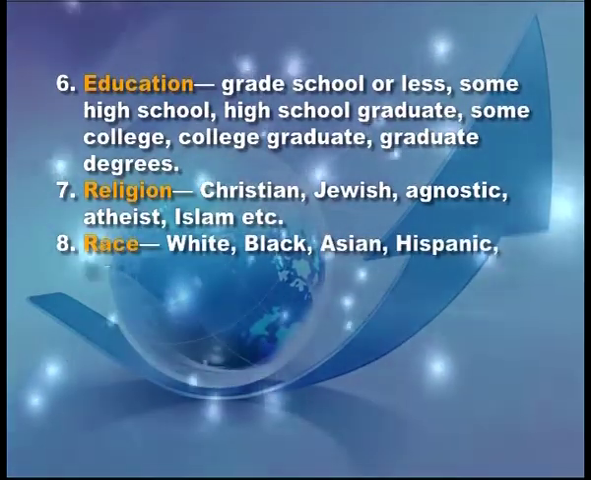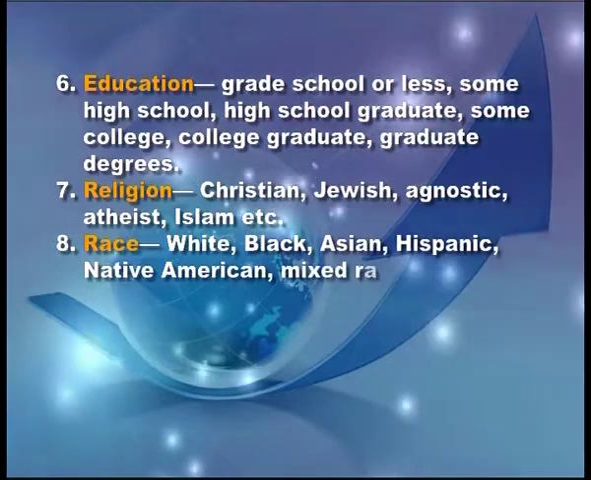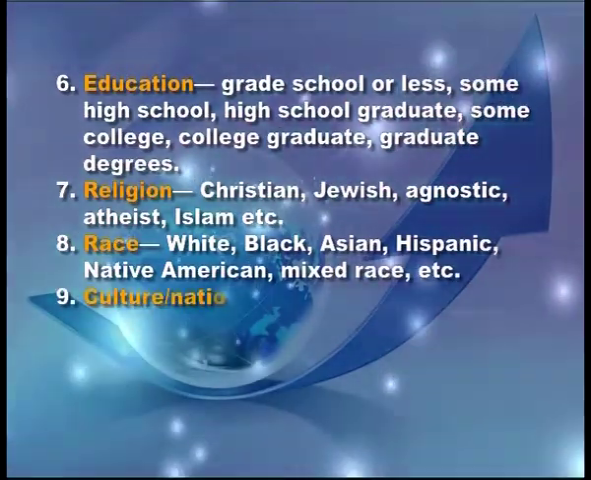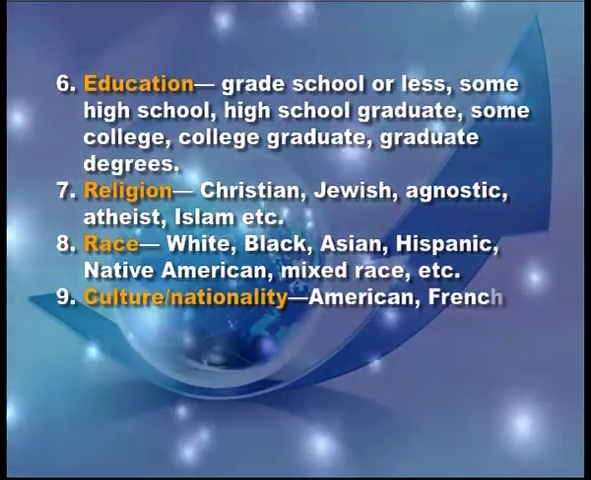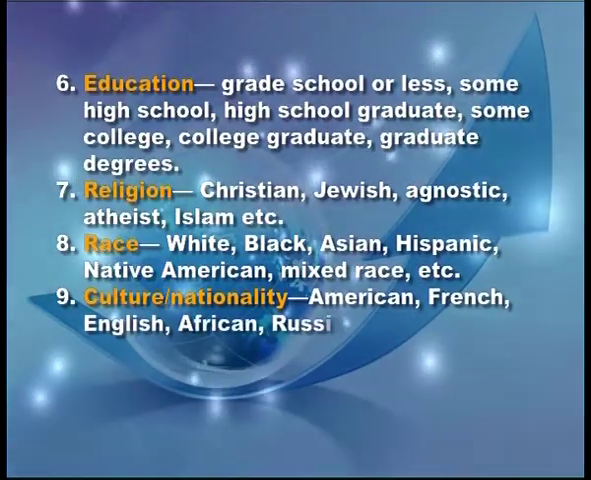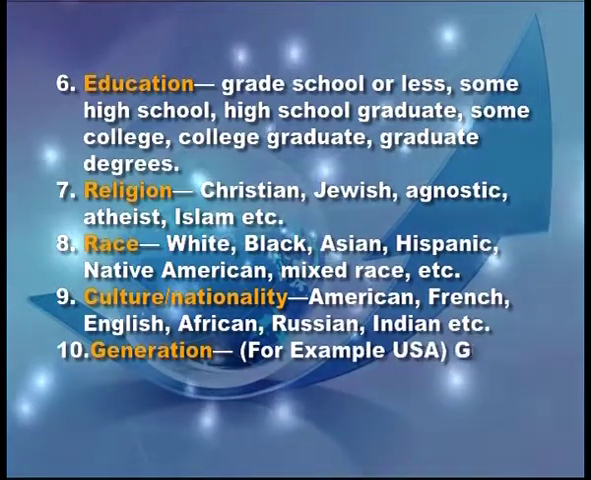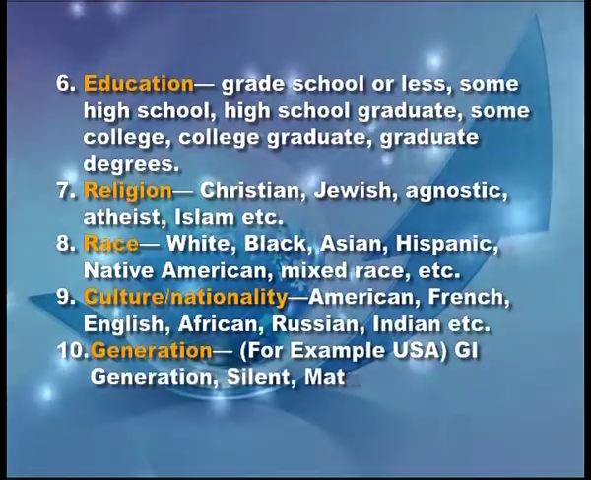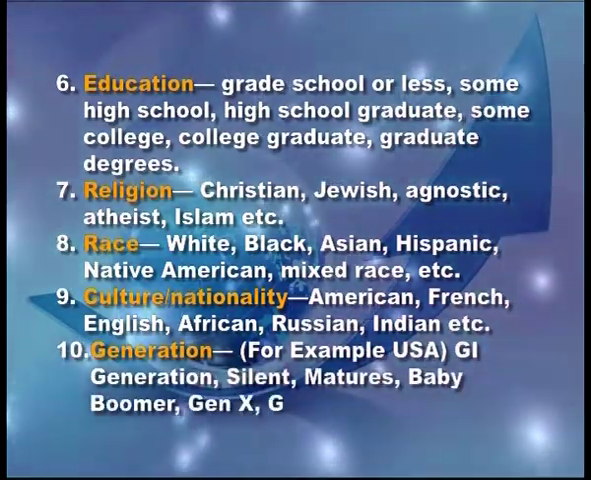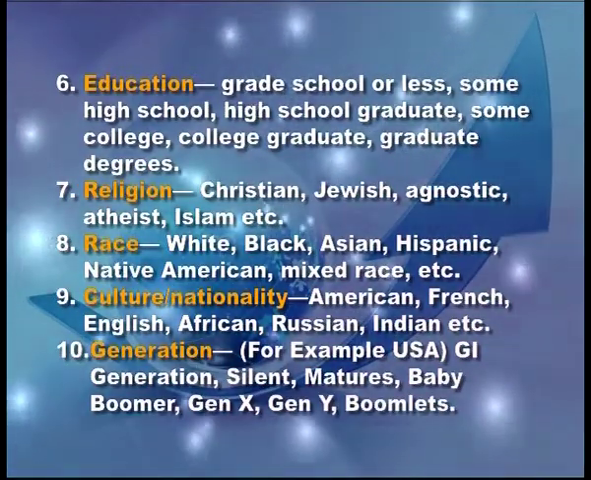8. Race: white, black, Asian, Hispanic, Native American, mixed race, etc. 9. Culture or nationality: American, French, English, African, Russian, Indian, etc. 10. Generation. For example, USA, GI generation, silent, matures, baby boomer, Gen X, Gen Y, boomlets.